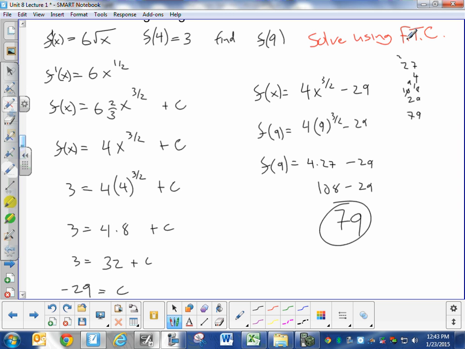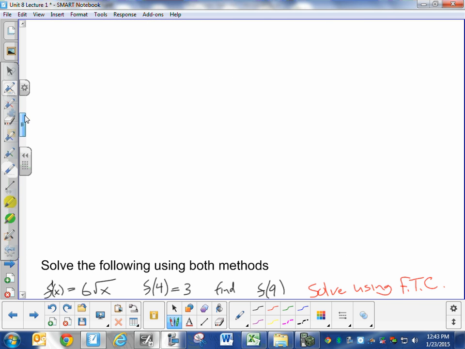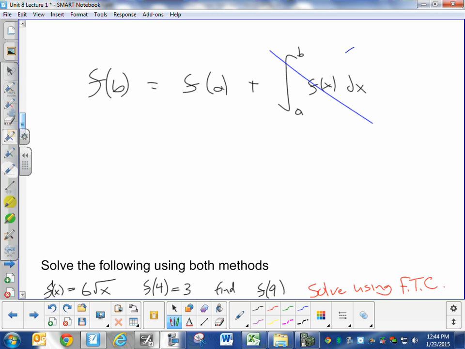Now, here's what trips people up. They think that if they want to find f of b, some people say, okay, if I want to find f of b, I use f of a and then the area under f. This is wrong. It's not all in the same line.